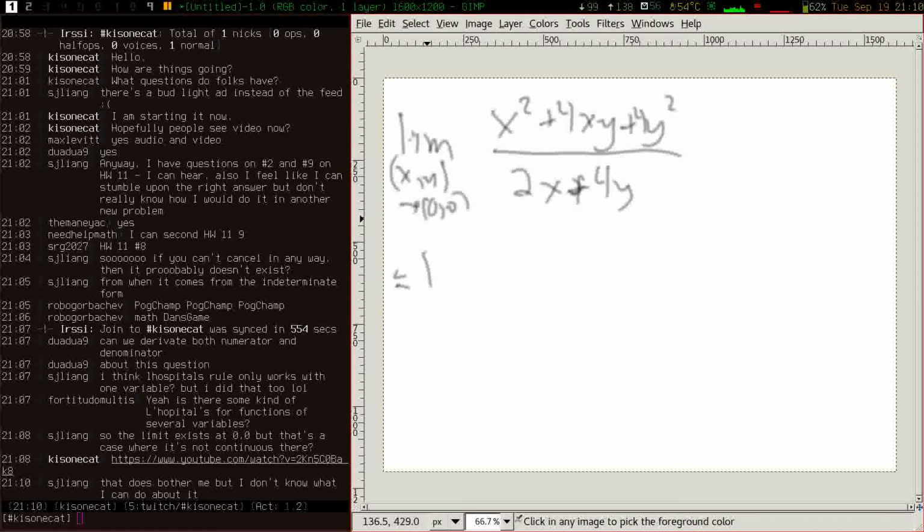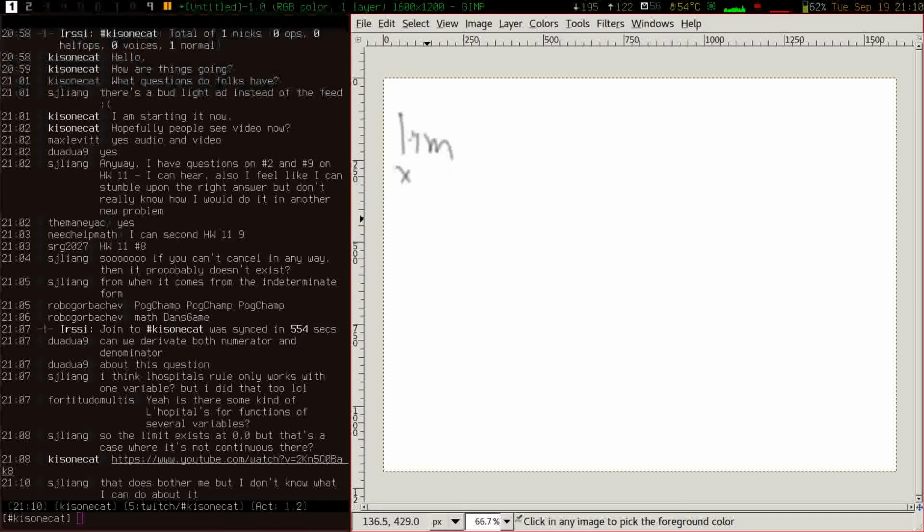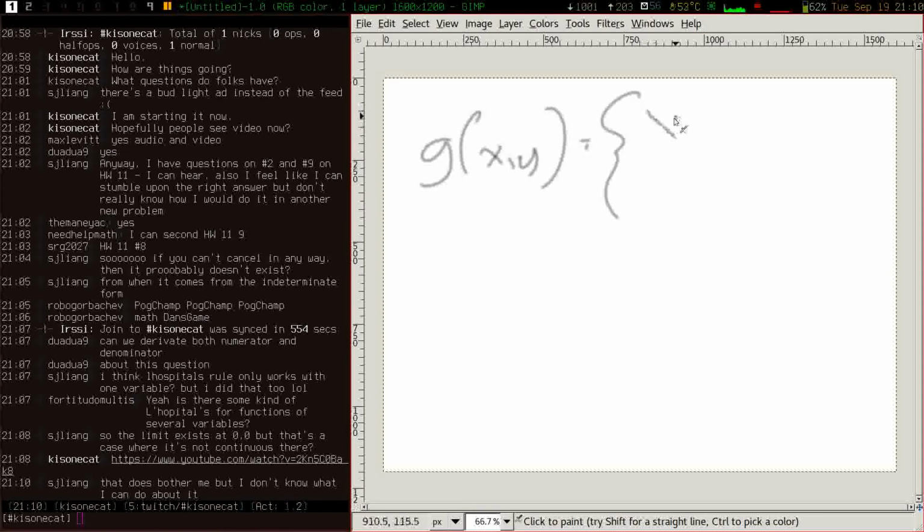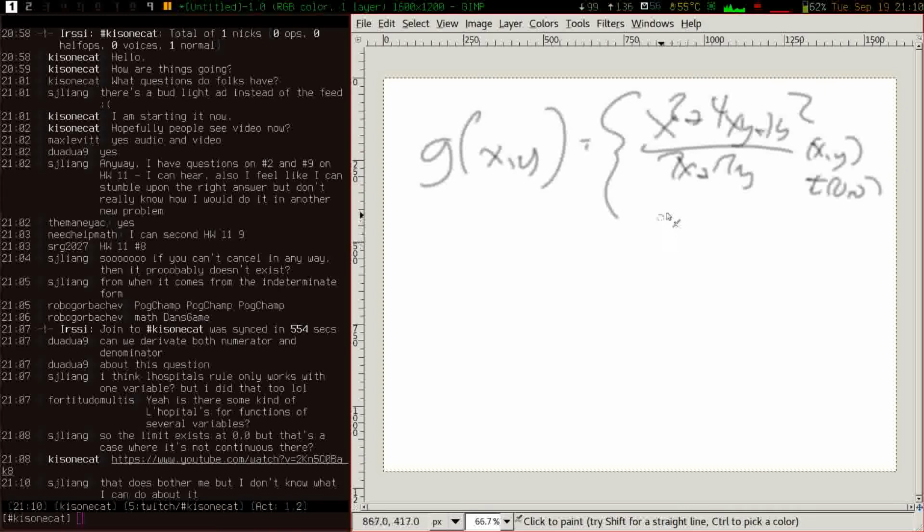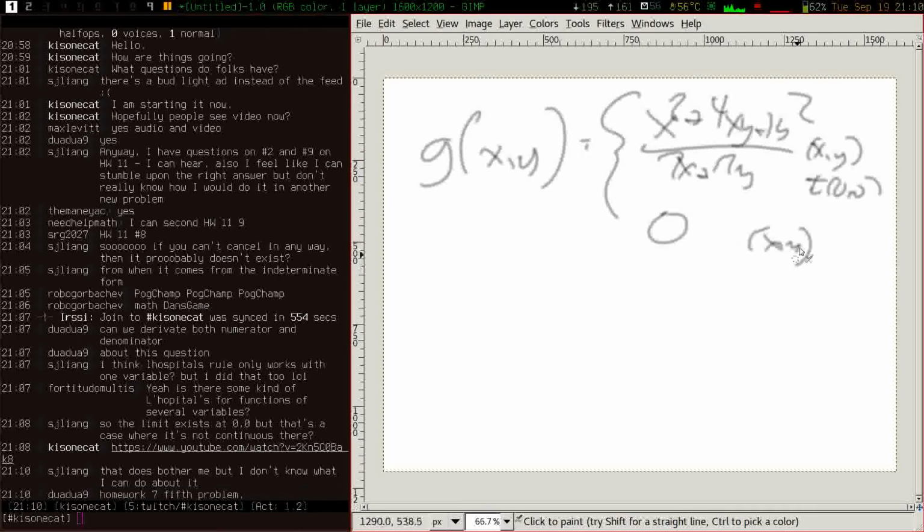You could, for example, build a slightly fancier function. I could build a function, I'll call it g, and g will be this other thing: x squared plus 4xy plus y squared over 2x plus 2y, as long as (x, y) is not 0, 0, and it'll be 0 at the point 0, 0. And then I'm okay saying that this thing is continuous at the point 0, 0.